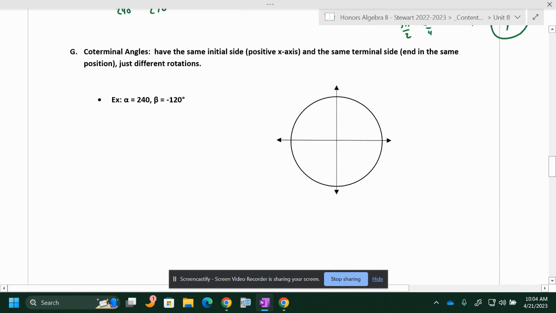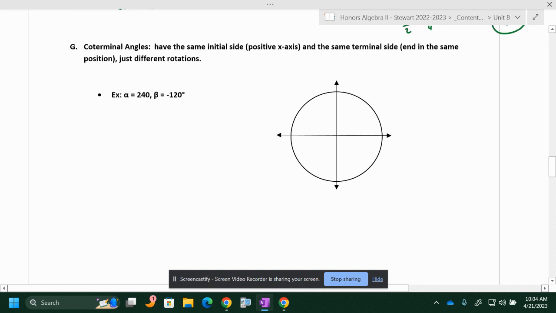All right, and then we've got coterminal angles. Coterminal angles have the same initial side, the positive x-axis, and the same terminal side. So they end in the same position, they're just different rotations. So if you were looking at this, here's my initial side, and my terminal side was 240. If I would go the opposite way and go negative, this would also be the same as negative 120. Those would be coterminal angles.